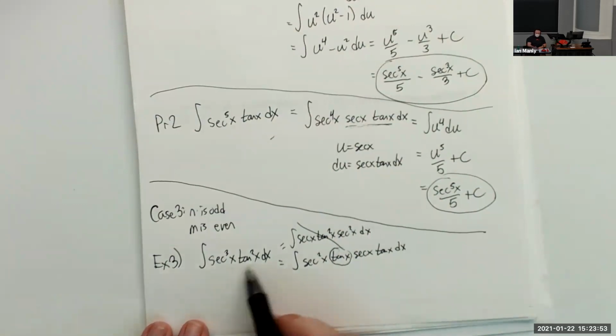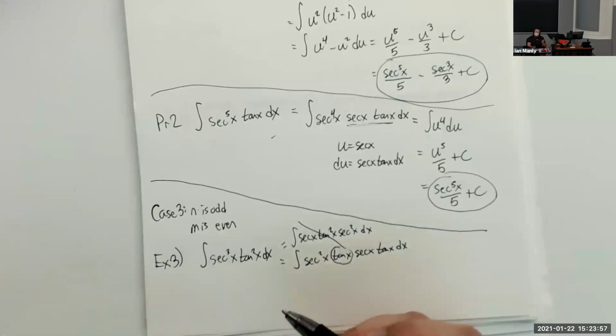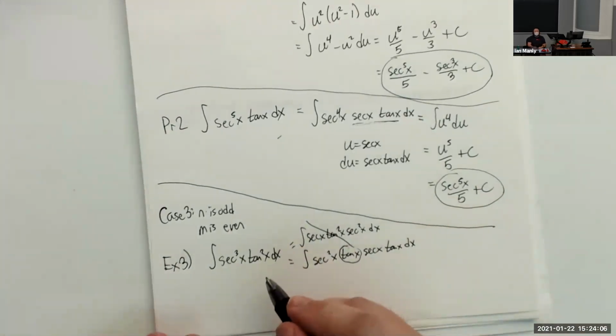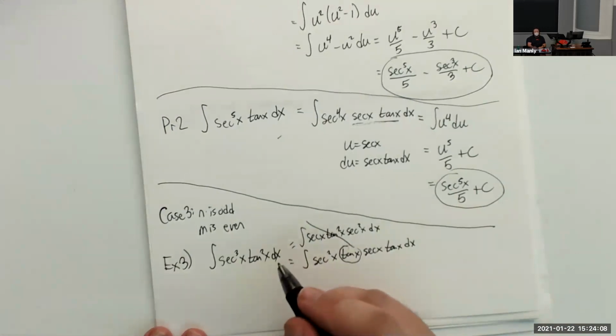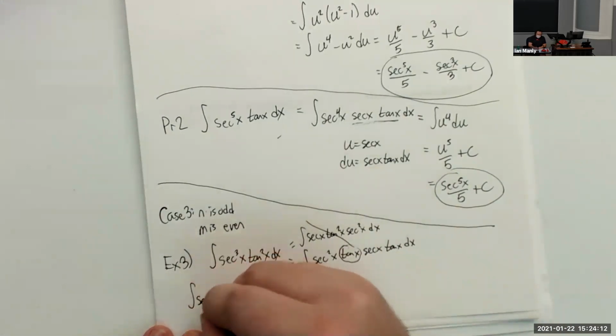Maybe for a specific problem, there's some kind of bizarre power of secant or tangent that might work, but that will only work for very specific cases. So we really can't do this method at all in generality. So what we're going to do instead is turn everything into secants and do the problem that way. So here's where I started.